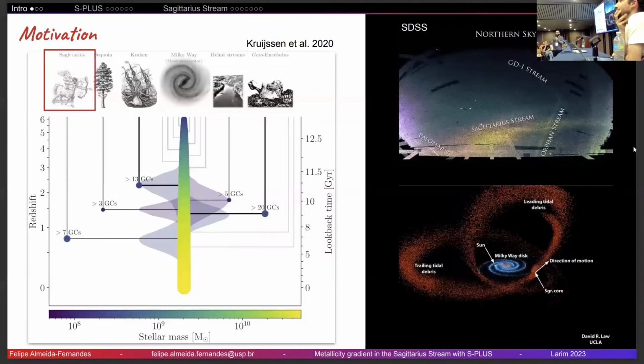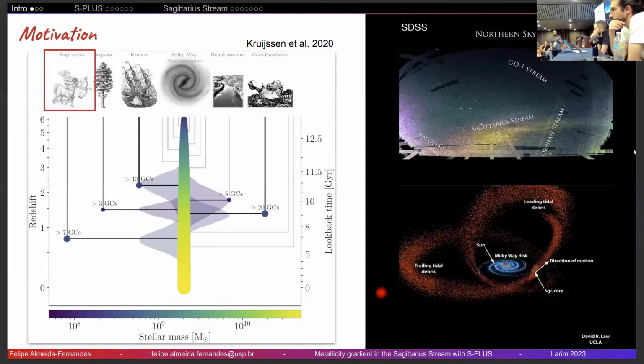As Lais was mentioning, the galaxy has gone through some minor and major merger events. It's the hierarchical model of galaxy formation, so the Milky Way is no different. There are some major events known in the Milky Way whose remnants we observe in the halo of our galaxy, but my talk will focus on the Sagittarius stream, which is the most recent of these major merger events of the Milky Way. And it's an ongoing event.